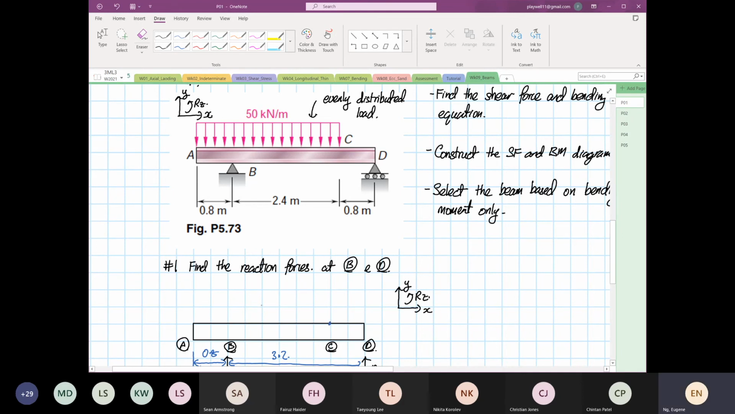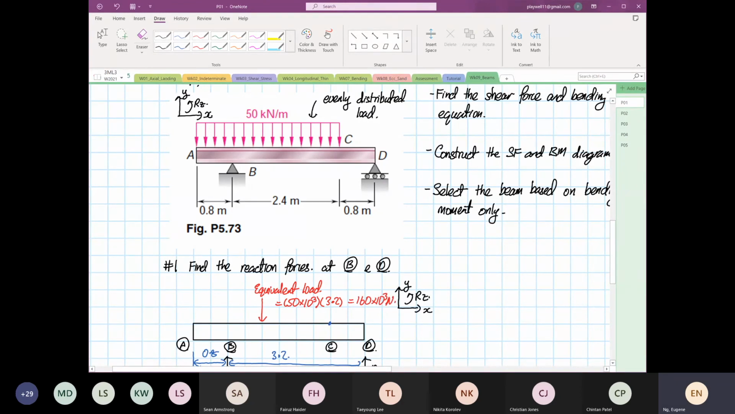So it stops over here, then you have a load coming down. This load is known as our equivalent load. It is equal to 50 times 10 to the power 3 multiplied by 3.2, which is equal to 160 times 10 to the power 3 Newton.